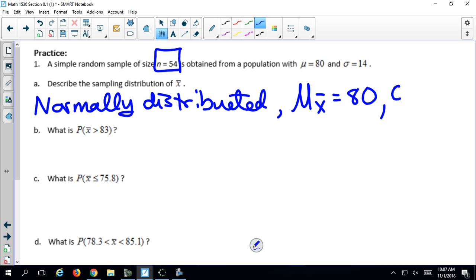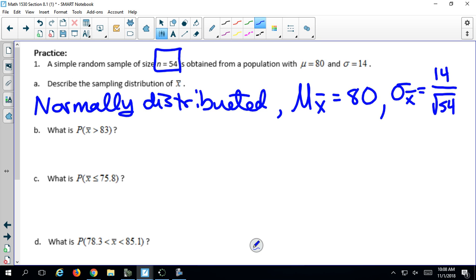And we know the standard deviation. It's not the same, but we can use the information we have to find it. So that's the standard deviation of that distribution. So the population mean is 80. The population standard deviation is 14.